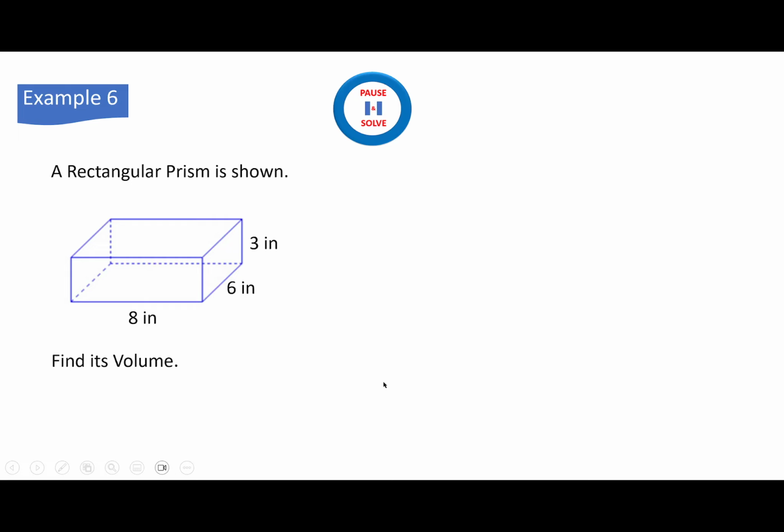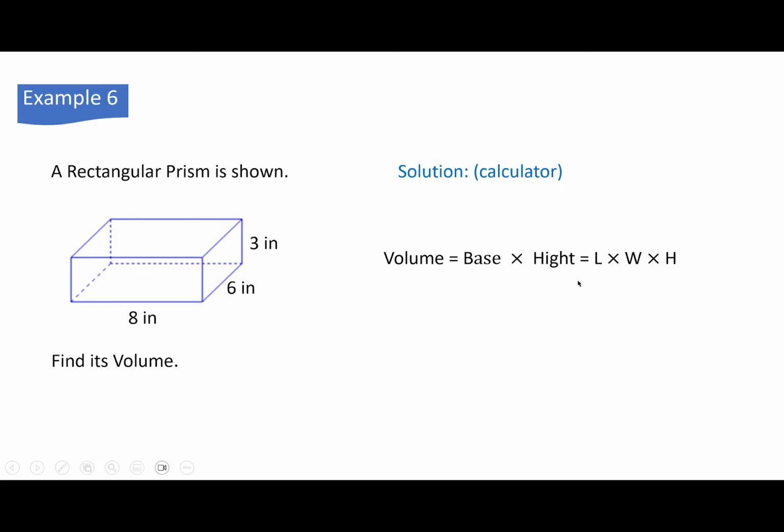Example 6. A rectangular prism is shown. Find its volume. When you are given a rectangular prism, this is really an easy question. So the volume is the base, which is this one here, 8 times 6, times the height. So in short, you can put length times width times height. You multiply these three dimensions, and you get 144 cubic units.